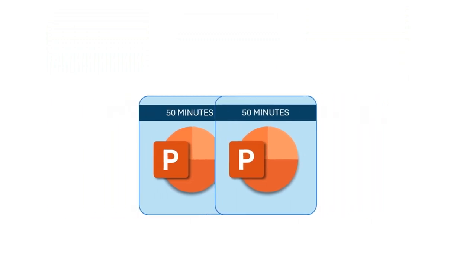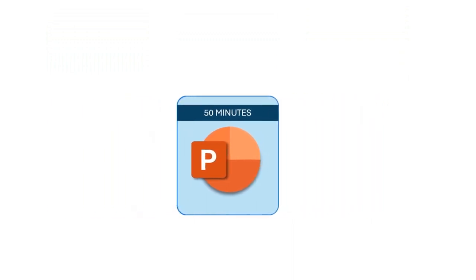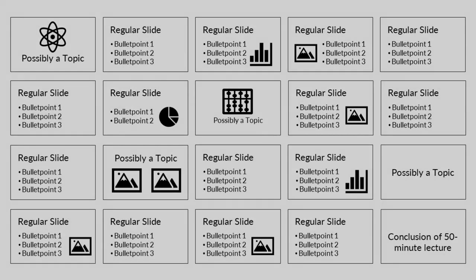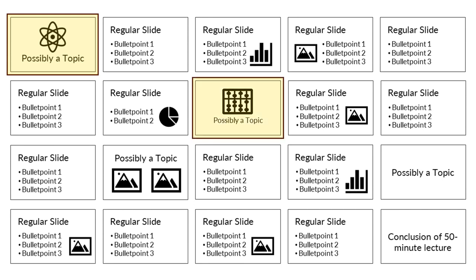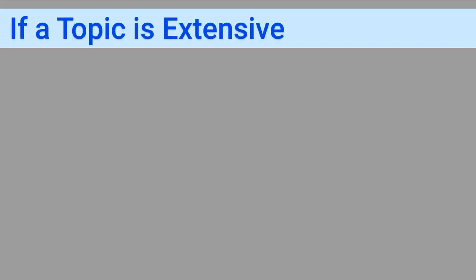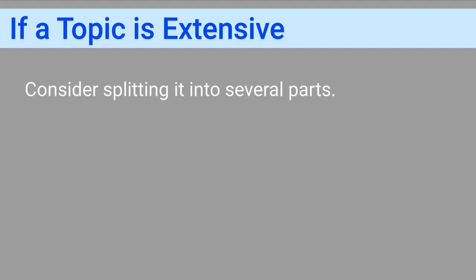A topic represents a significant segment of information that's crucial for that particular class. Then, segment these sessions further into 3 to 5 subtopics. Look for natural breakpoints where you can pause and transition to a different aspect of the subject. If a topic is extensive, consider splitting it into several parts, Part 1, Part 2, and so on.